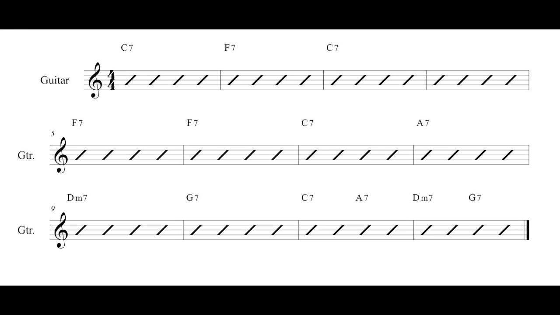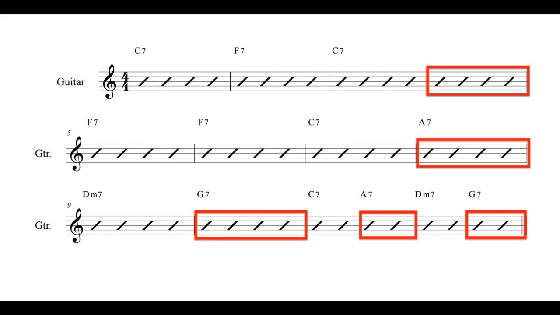So where can you use an altered scale? You can use an altered scale on any dominant chord which resolves down a perfect fifth. So here I have circled for you all of the places where dominant chords resolve down a perfect fifth, and these are the places in the blues where I use altered scale.